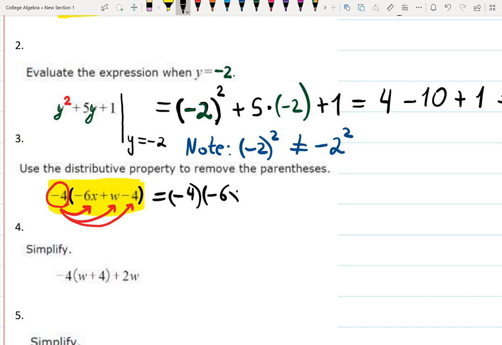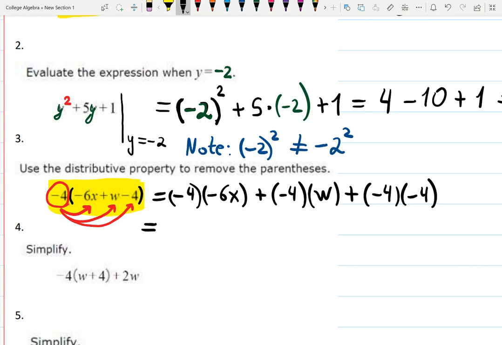times negative 6x, that's the first term, plus minus 4, see how I put parentheses everywhere? Told you, the more you put, the safer you get. So you will not make any mistakes, hopefully. Minus 4 times w plus minus 4 times minus 4. So one term, two term, and third term.